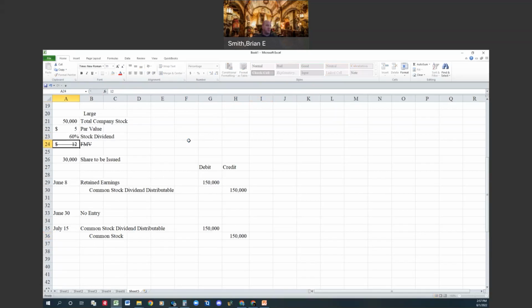We can change this percentage to 60%, to 90%, to 150%. We can go all out, however much we want, and we can find out exactly how much the stock dividend is going to be.